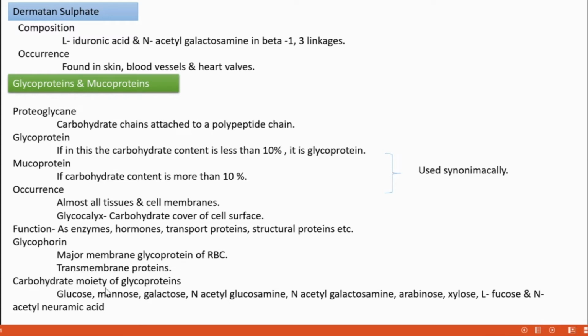What's the carbohydrate part? Which types of carbohydrates can we see in a glycoprotein? Glucose, mannose, galactose, N-acetylglucosamine, N-acetylgalactosamine, arabinose, xylose, L-fucose, and N-acetylneuraminic acid. All these we can see as the carbohydrate components in glycoproteins. Okay, with this we finish this chapter and today's section. Thank you.